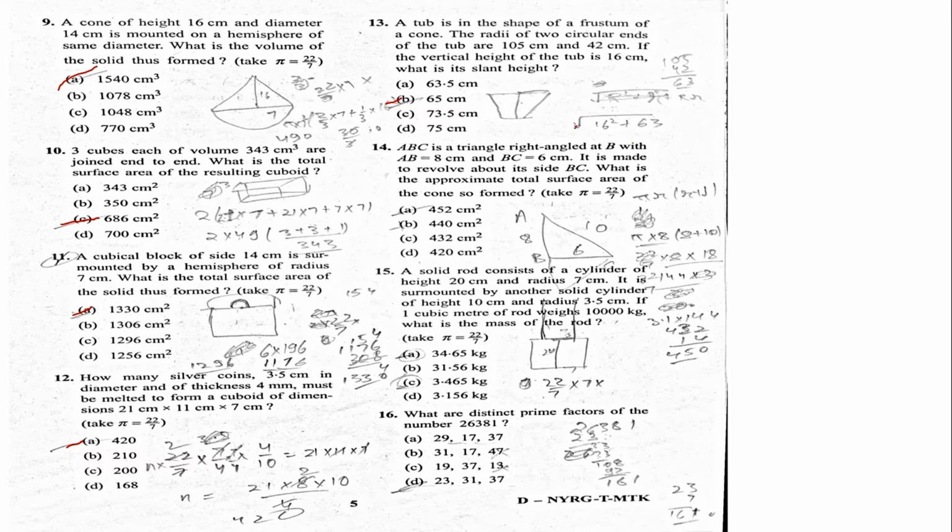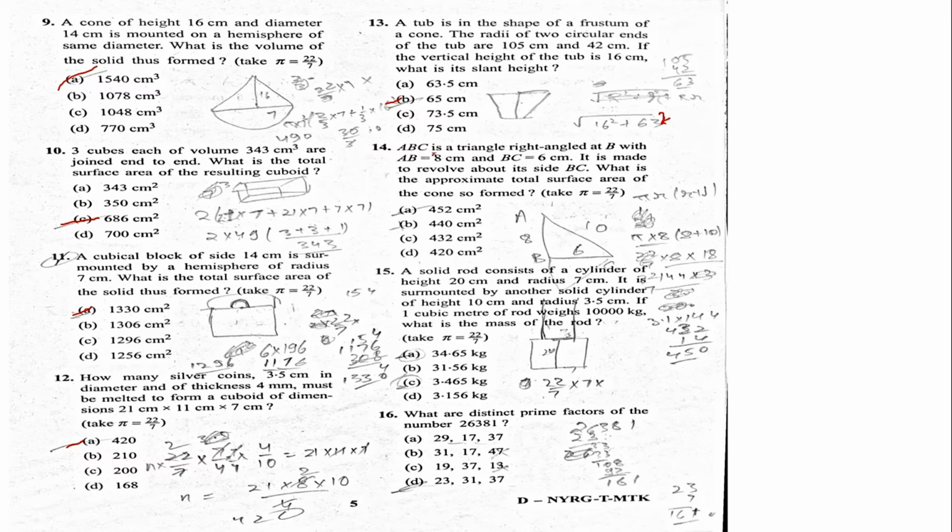The slant height formula for the frustum of a cone is the square root of h square, which is the vertical height, plus capital R minus small r whole square. So capital R minus small r is 63. So the answer here, the root of this, will come out to be 65.